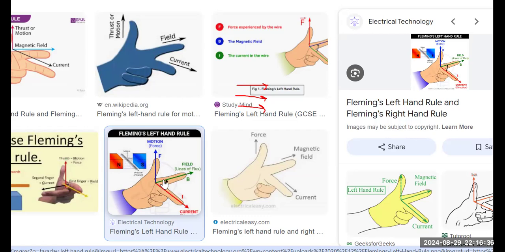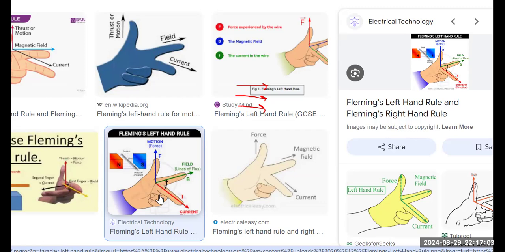Remember, if you change any one direction, either only the direction of the magnetic field or only the direction of the current, then the direction of the force will be reversed. It will now be in the downward direction.